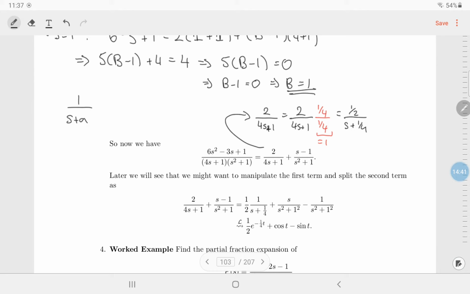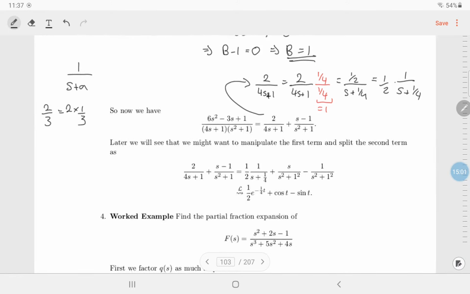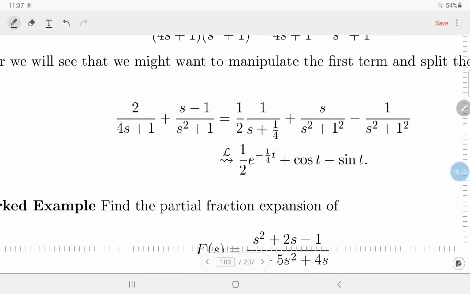And then what you can do is, I think we've seen this already, like say if you have 2/3, 2 by 1 over 3. And you can do a similar story here. A half over s plus a quarter is a half times 1 over s plus a quarter. Okay, so that's that manipulation, that's the first one.